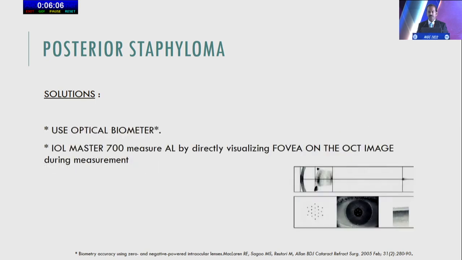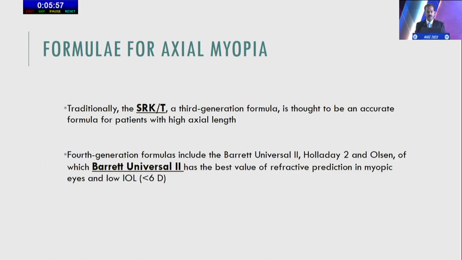The best option is to use an optical biometer, especially the IOLMaster 700, which measures the axial length by directly visualizing the fovea on the OCT image during the measurement. Once you have the axial length measured, a staphyloma eye is like any of the high axial myopias. So coming to the formula, traditionally an SRK/T is used.